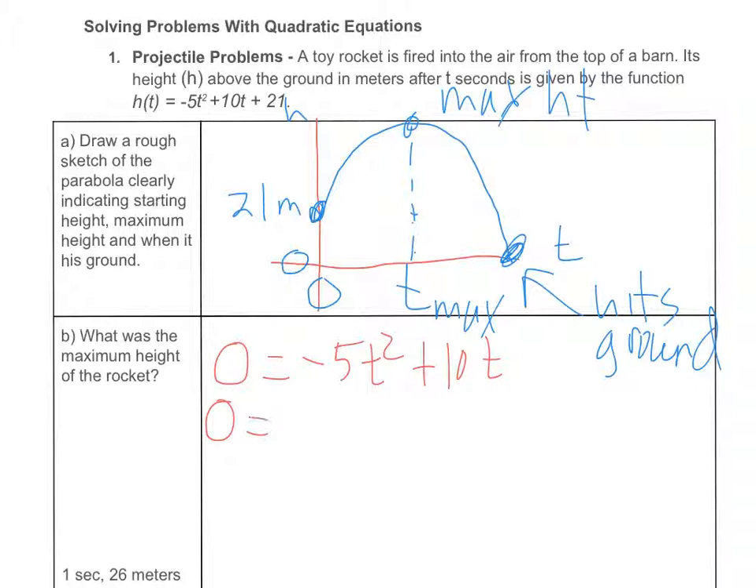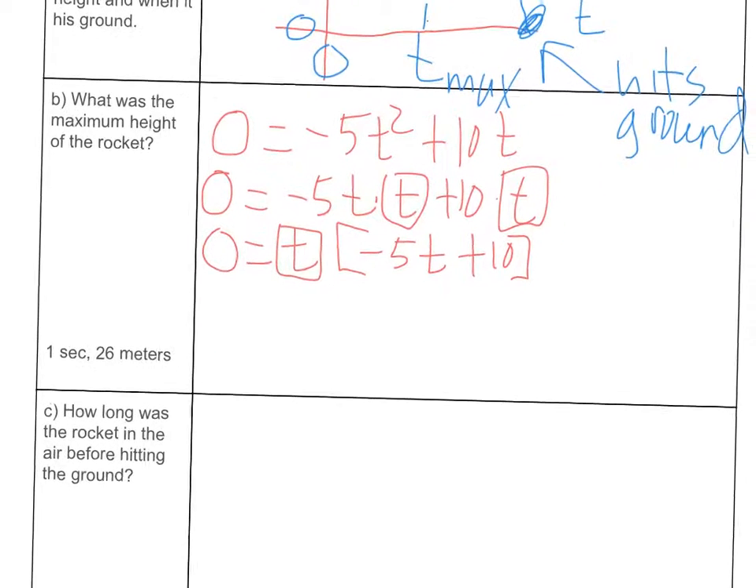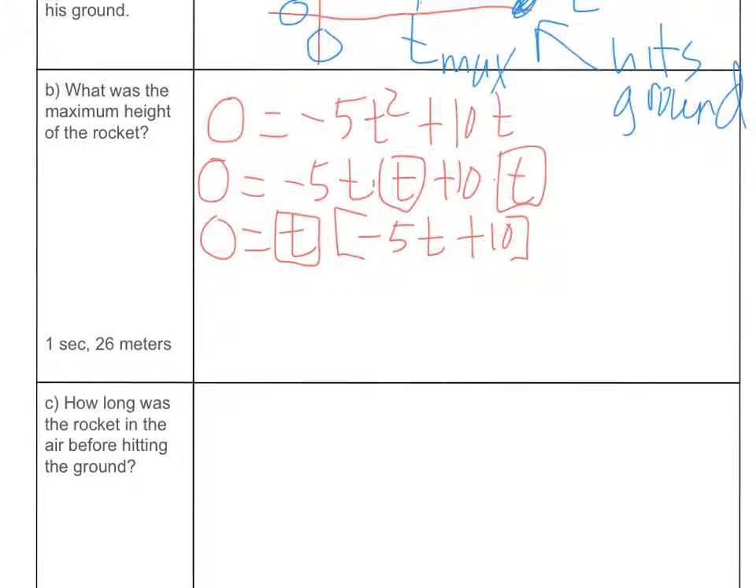So 0 equals -5 times t times t plus 10 times t, and then I can get a common factor, which is just t. I remove that common factor, t, bring it to the front, and then I have t times (-5t plus 10) equals 0. I'm just going to move this screen up a bit here. So now one solution is t equals 0.